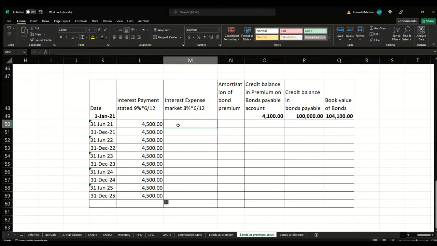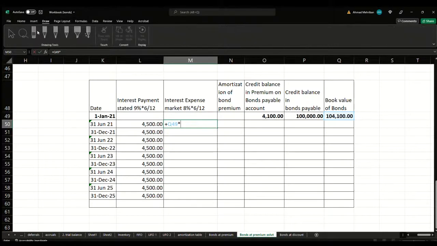Now, interest expense, on the other hand, is going to be calculated based on our market rate multiplied by the book value. So the book value of the bond in the beginning of the first year is 104,100. So 104,100 multiplied by 8%, which is supposed to be semi-annually, so multiplied by 4%, and that's going to give us 4,164.